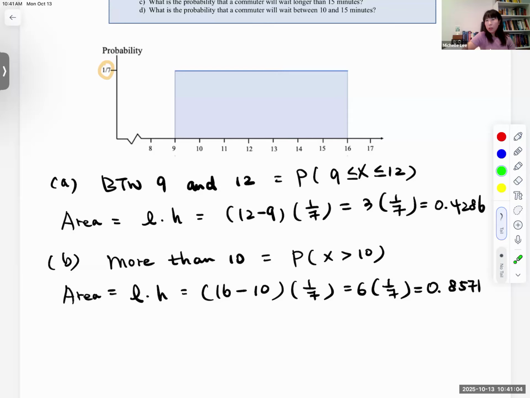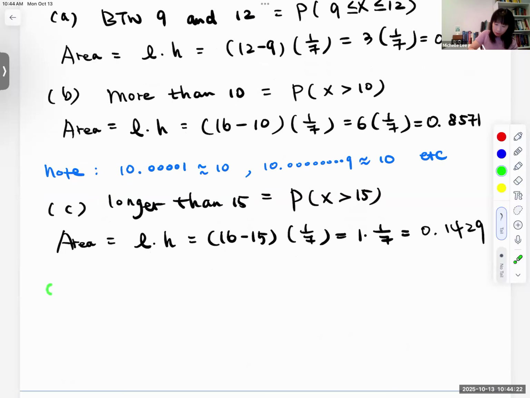Yeah, between 9 to 12, 10 to 15, right? So between... how much? 10 to 15? 15. So we can use that. 10, 15.